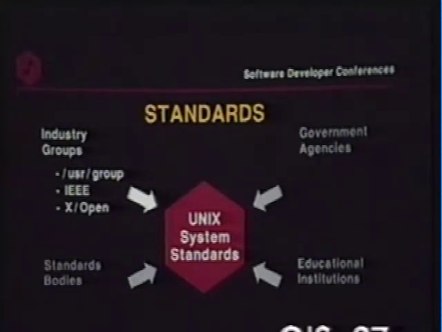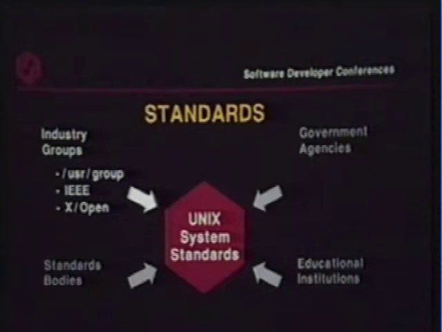Well, possibly most important in establishing commercial standards are industry groups, because they represent the users and the vendors engaged in buying and selling the products in question. And in the area of Unix system standards, the first to actually begin work on a standard for the Unix operating system was /user/group, the International Group of Unix System Users and Vendors.